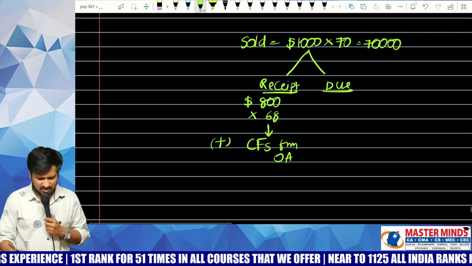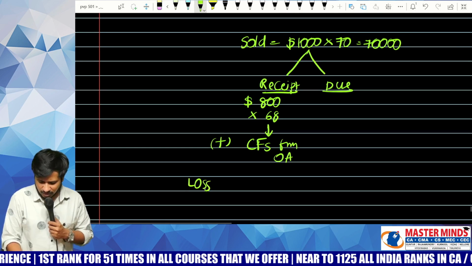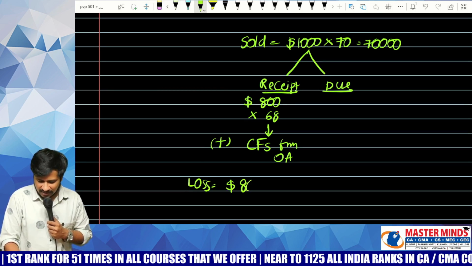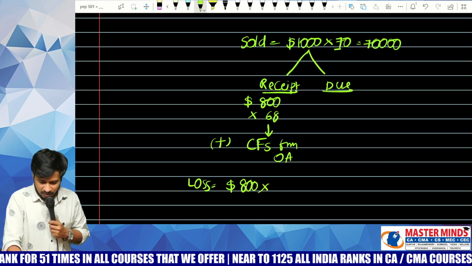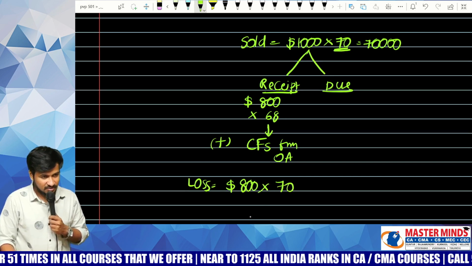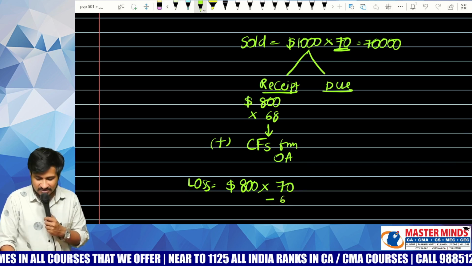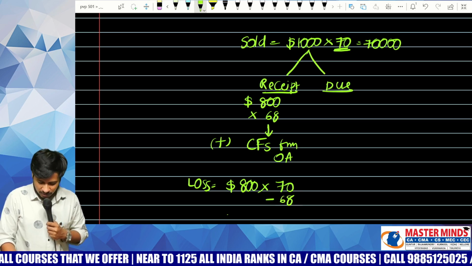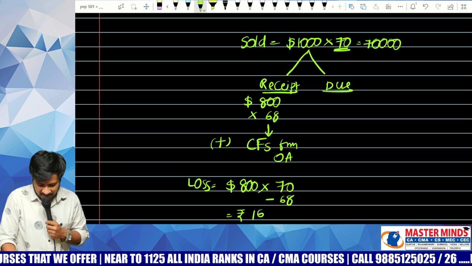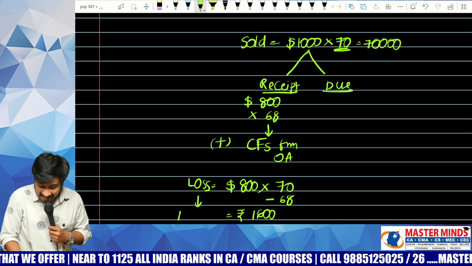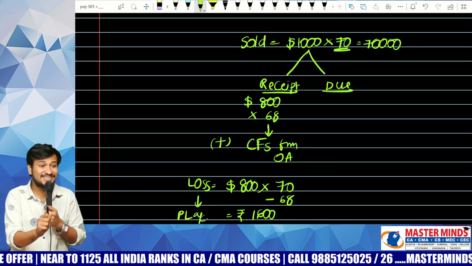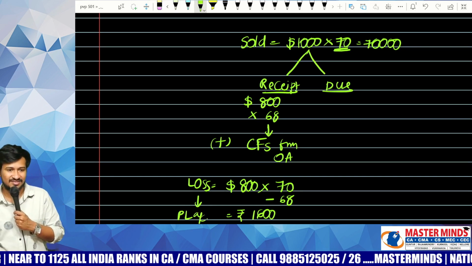Sir, then there is loss. Of course, yes, loss is there. How much loss is there, sir? $800 multiplied by, you have recorded it at 70, but now the rate is decreased to 68. So automatically there is a loss of rupees 1,600. This will be transferred to P&L account. This will not be presented in cash flow statement, my dear children.